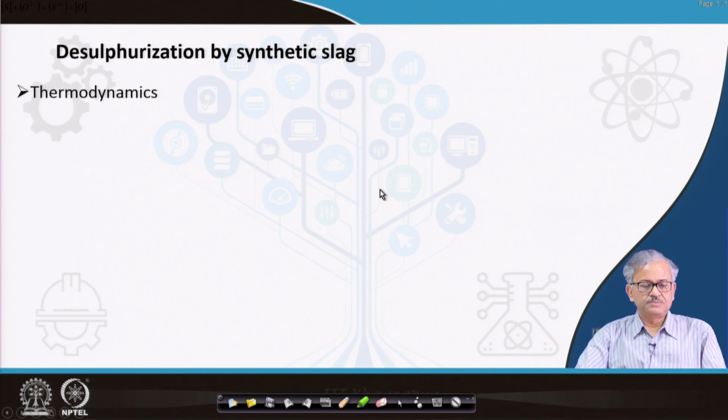As the name suggests, synthetic slag is basically slag that we artificially prepare. We add the constituents, basically CaO and aluminum, to make it a highly reducing and basic slag. And then by gas stirring, we increase the kinetics. So, that is the synthetic slag treatment in the ladle.